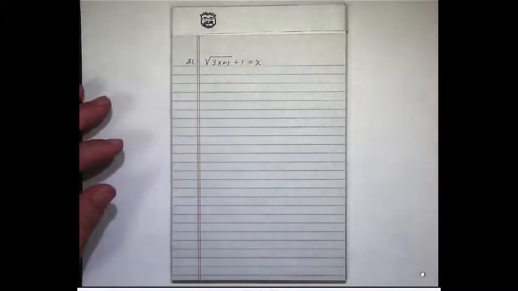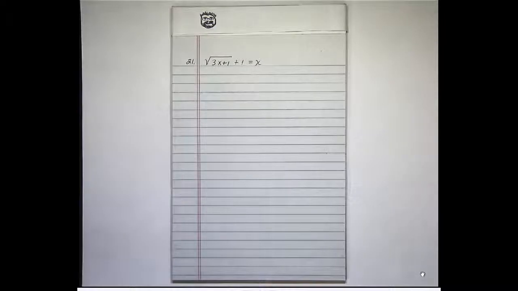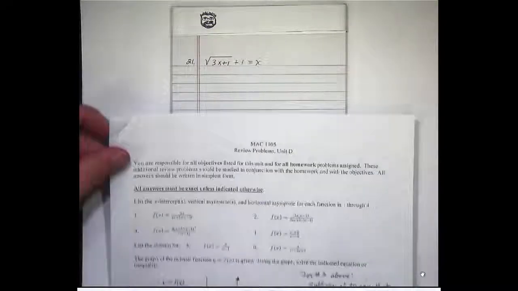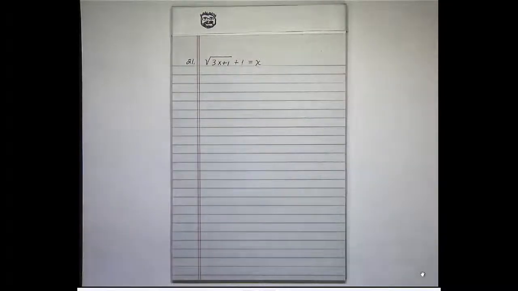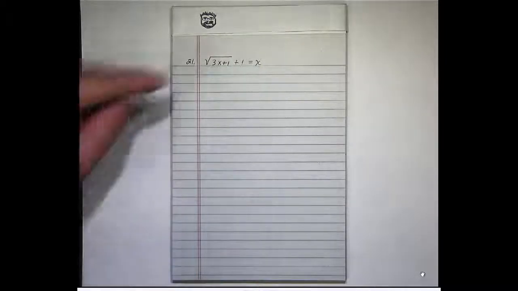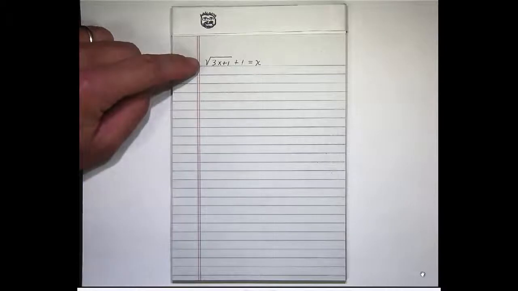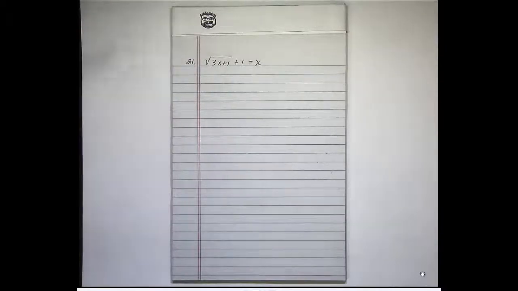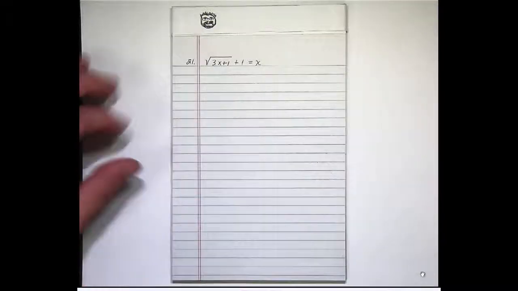We're going to do another problem from the old Unit D chapter review problem set that's posted online. We're going to do problems number 21, 22, and 23. 21 is a radical equation, or an equation containing a radical, and 22 and 23 are problems solving radical inequalities, where it's basically the same problem, but that's an inequality instead.